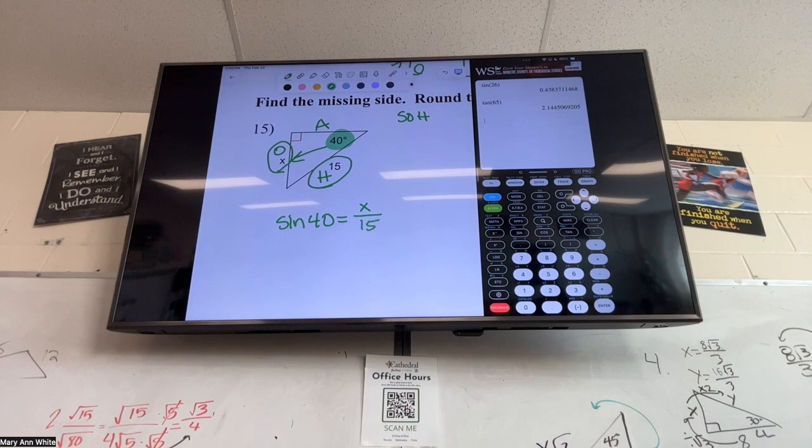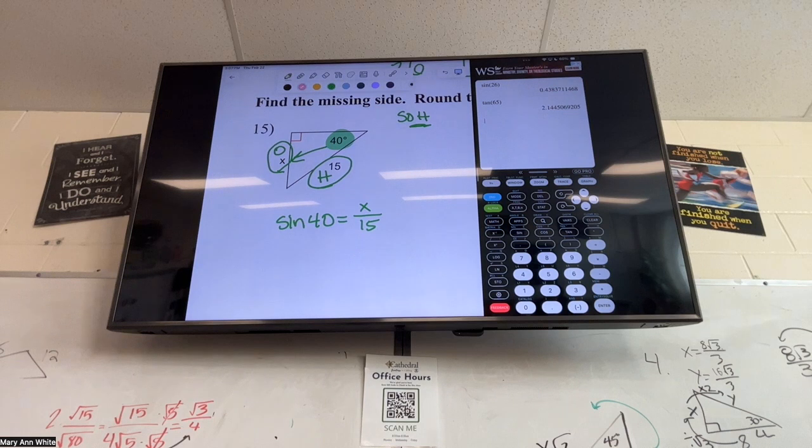I don't want to move too fast. Anybody questions? Brian, what's going on? Oh, why is it sine? Very good. We don't have A, so I only have O and H, and so the only one that has O and H is sine. Good question. What would happen if the 15 was above the X? Hopefully we'll do another one like that.